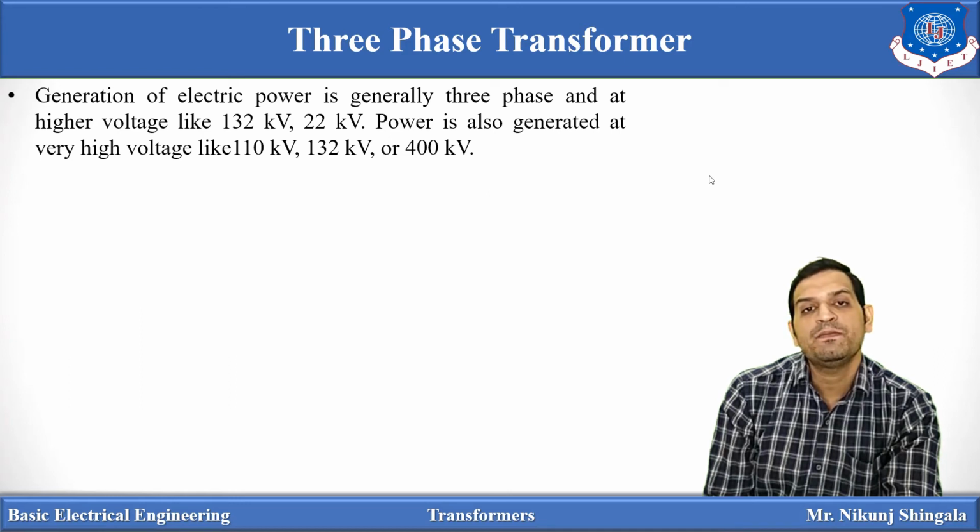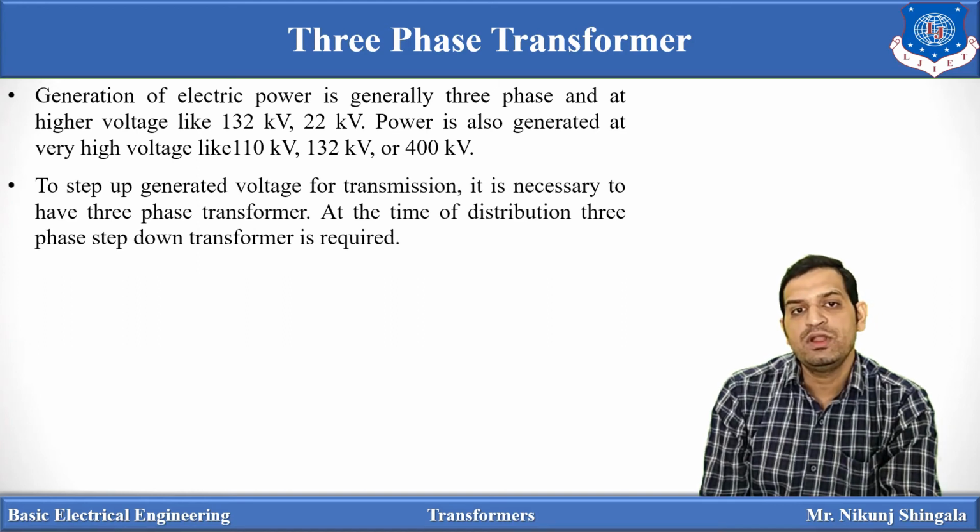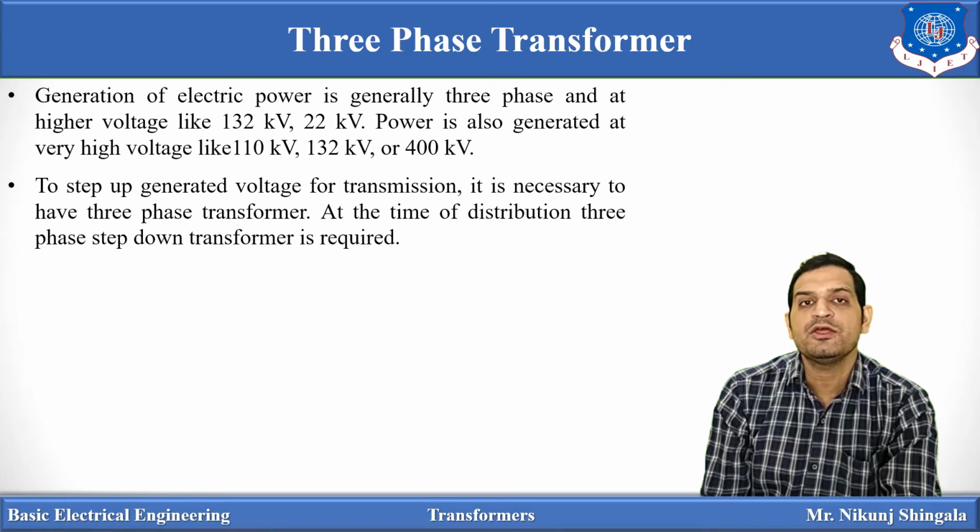That's why electric power is generated in the form of three-phase at voltages like 132 kilovolt, 22 kilovolt. Power is also generated at voltages like 11 kilovolt, 400 kilovolt. Now, to step up the generated voltage for transmission, it is necessary to have a three-phase transformer, and similarly at distribution time, a three-phase transformer is also required.